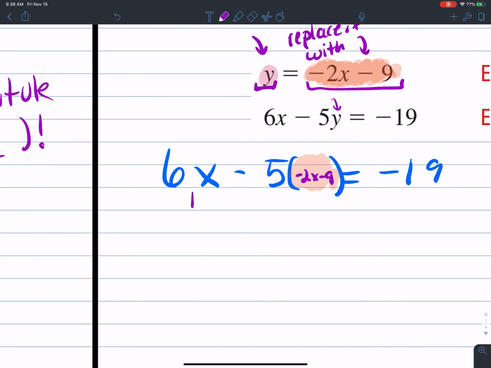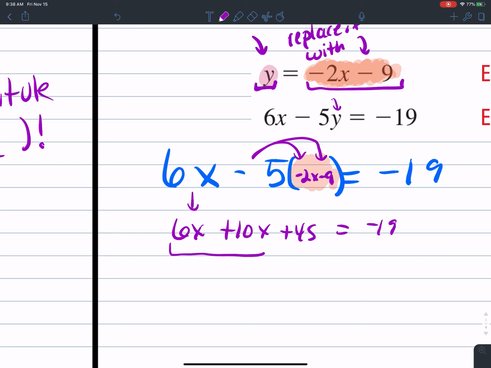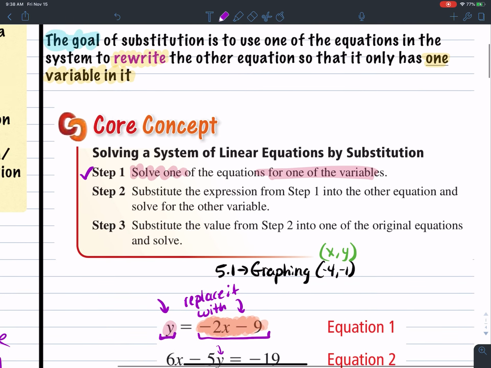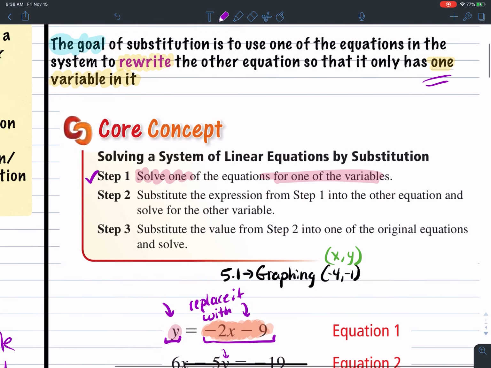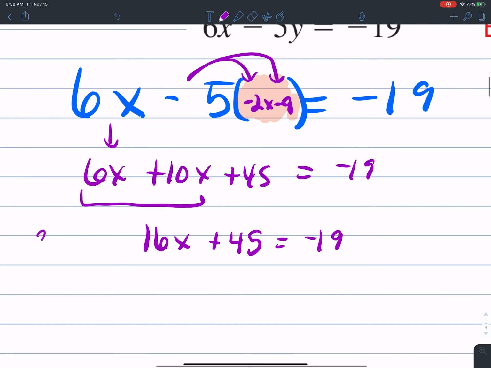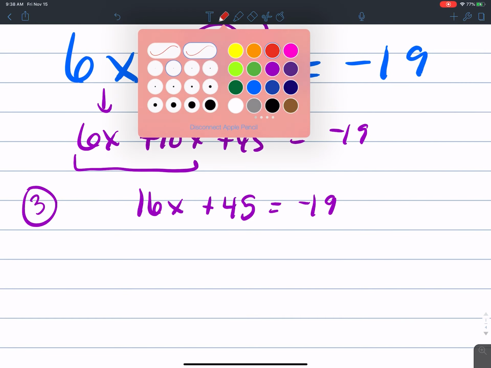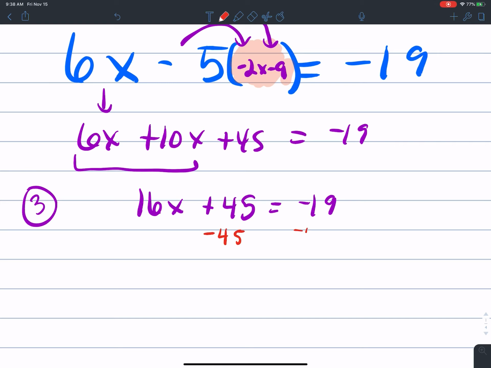So what we can do now is let's just simplify this equation. We can just keep this as 6x. We'll distribute our -5, so that's positive 10x. And then -5 times -9 is 45. So now we'll just collect some like terms. 16x plus 45 is equal to -19. So we can see we've accomplished the general goal of substitution. We wanted to take one of the equations, put it into the other one, and rewrite it so it only had one variable in it. So this new equation here, which we can call equation number 3, it only has one variable. If there's one variable, I only need the one equation to solve it, so I can just start getting x alone.